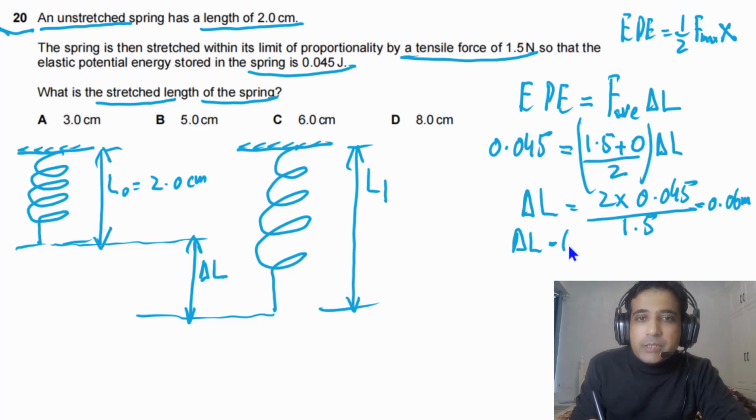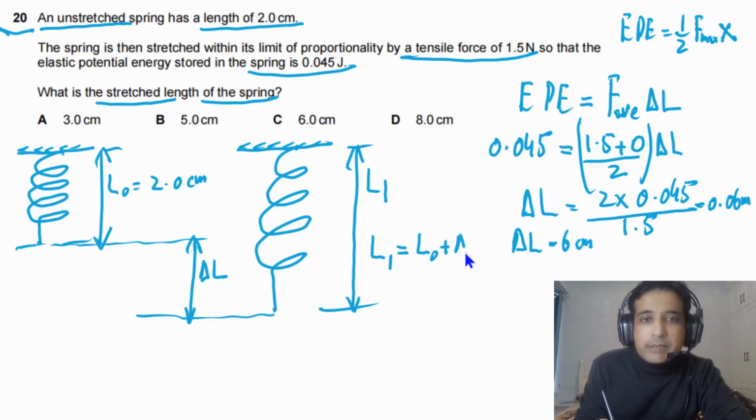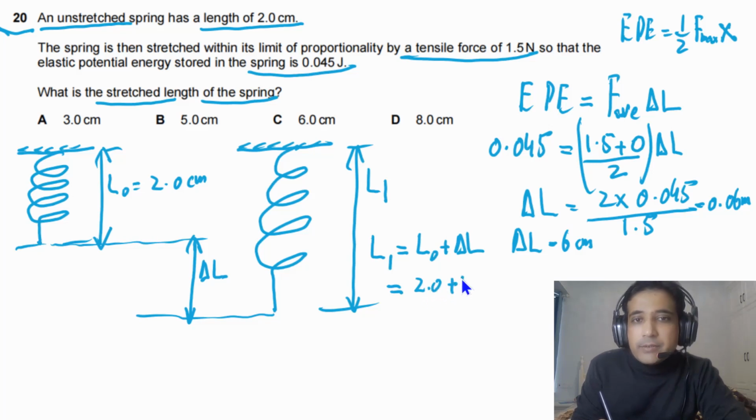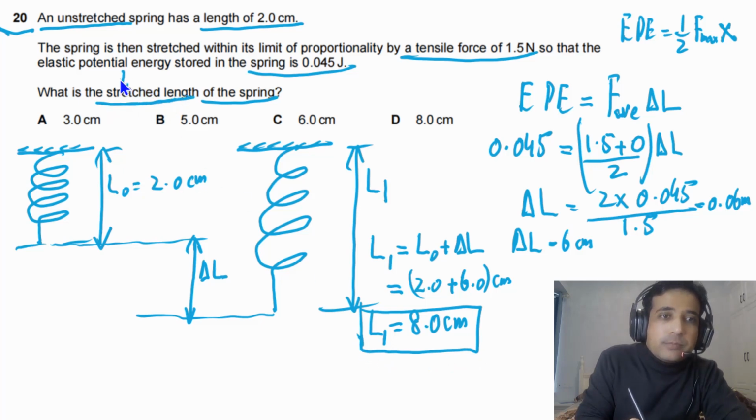But we need to calculate L1, and L1 is equal to L naught plus delta L. Stretched length means the total length of the spring. L naught we have 2.0 centimeters, and delta L is 6.0 centimeters. So in centimeters, our final answer in this case will be equal to 8.0 centimeters, and this is the total length of the spring after we apply force on it. Stretched length means the total length. So this is how you can answer, and we are done for today.